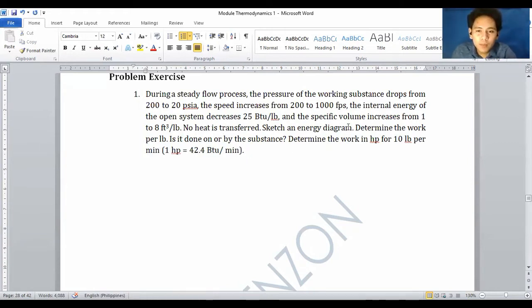Now, first question, sketch an energy diagram. When sketching an energy diagram, you have to be very mindful with the diagram. So let's sketch the diagram first. Let's say, for example, we have a certain box. This box is called our system. This is our system.